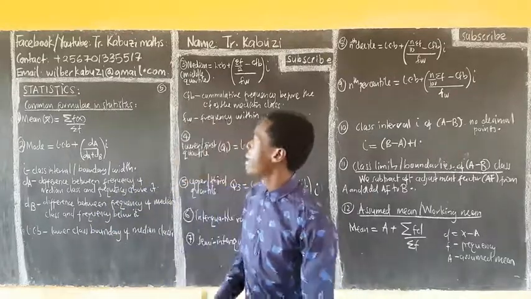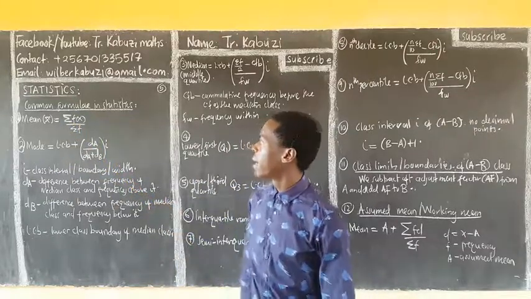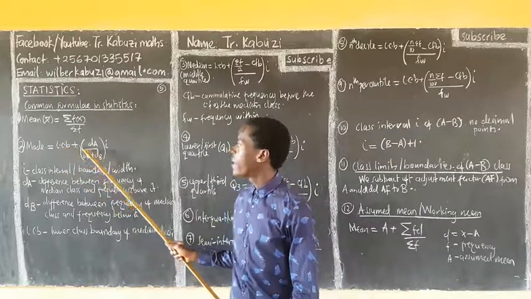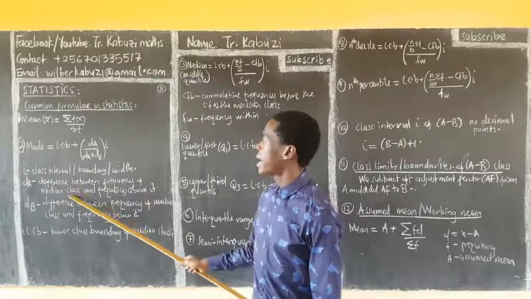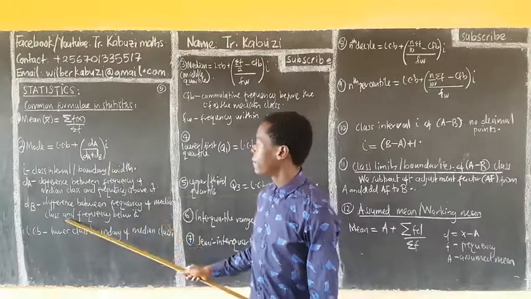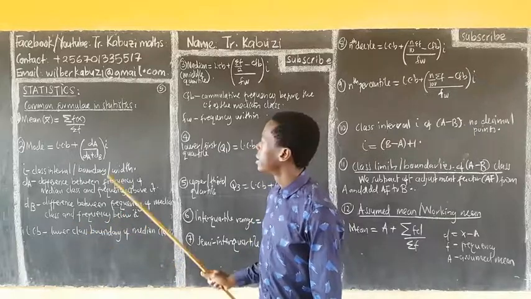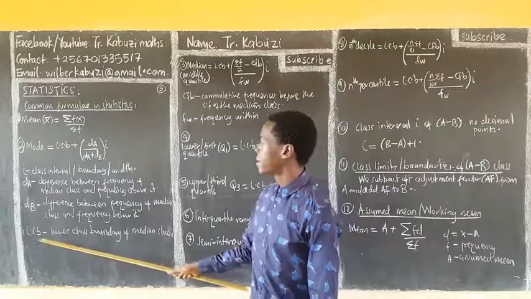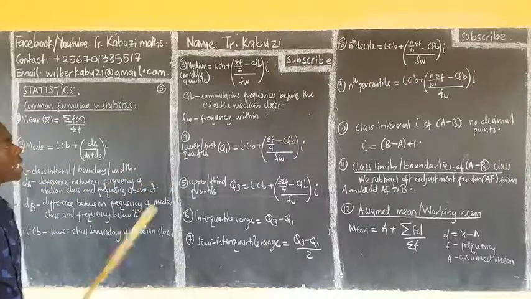Okay, to start with the mean. The mean is given by summation f x over summation f. Then mode is the lower class boundary plus dA over dA plus dB, times I. dA means the difference between the frequency of the median class and the frequency above it. Then dB is the frequency of the median class minus the frequency below it. Then I is the class interval boundary or width. Then LCB is the lower class boundary of the median class.